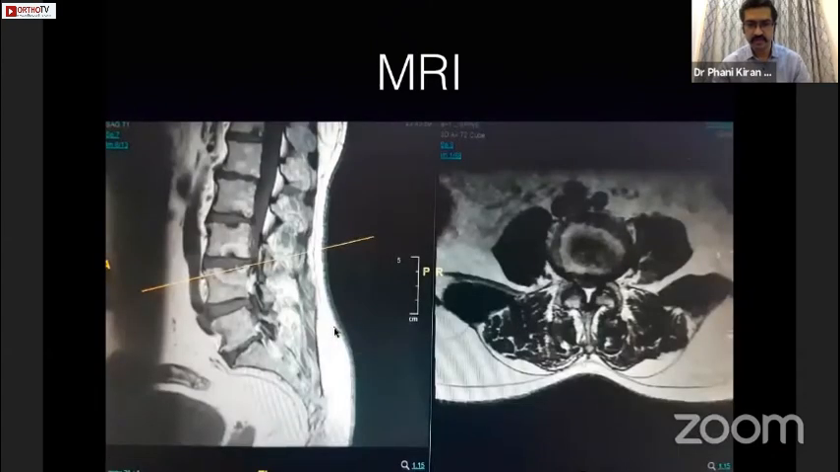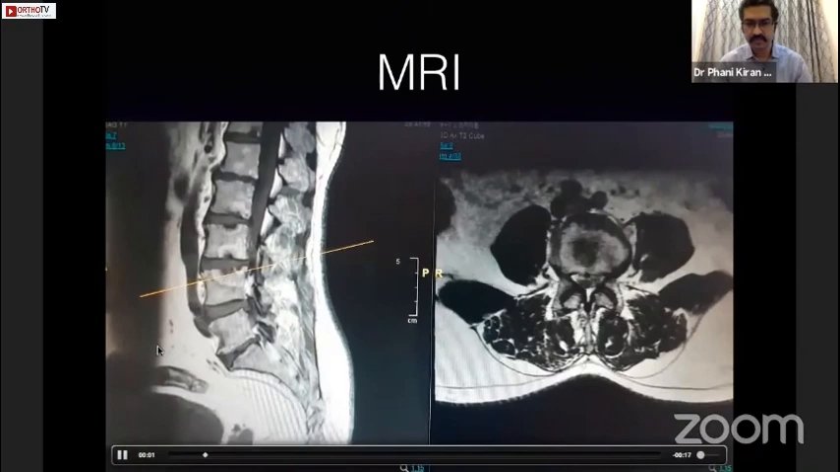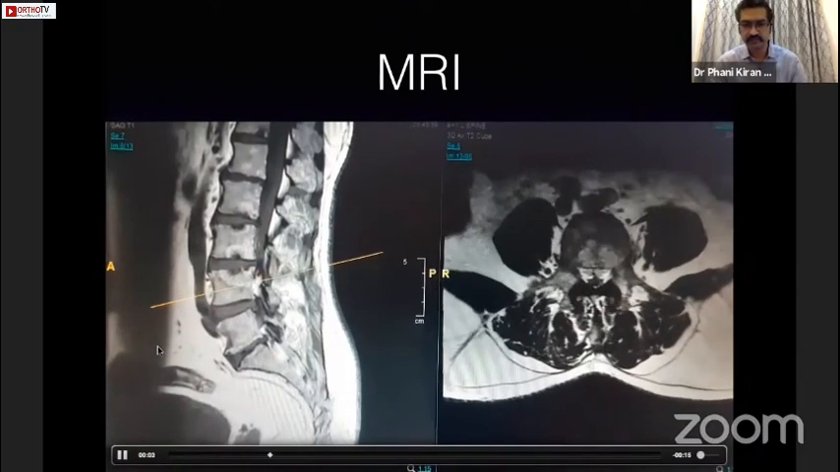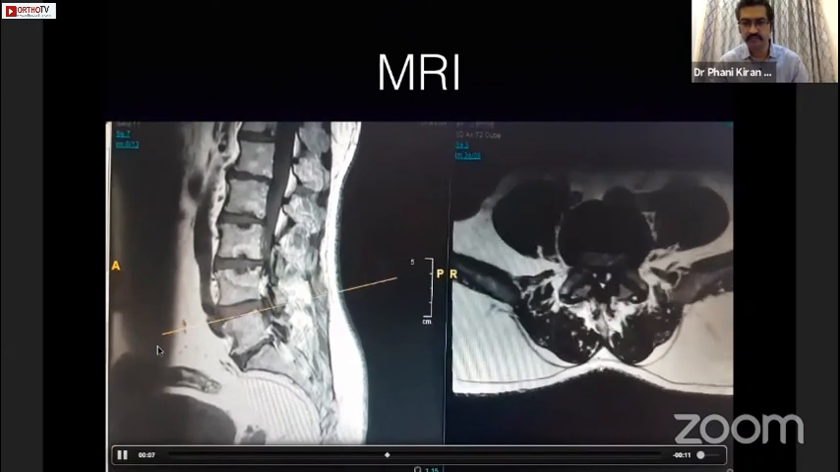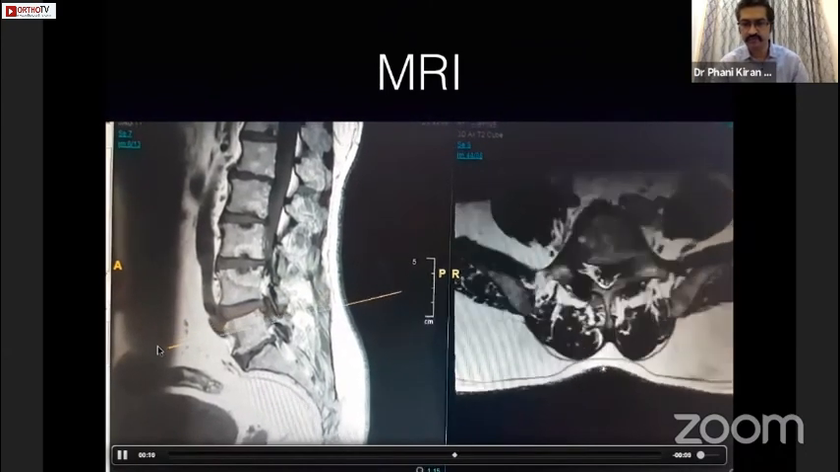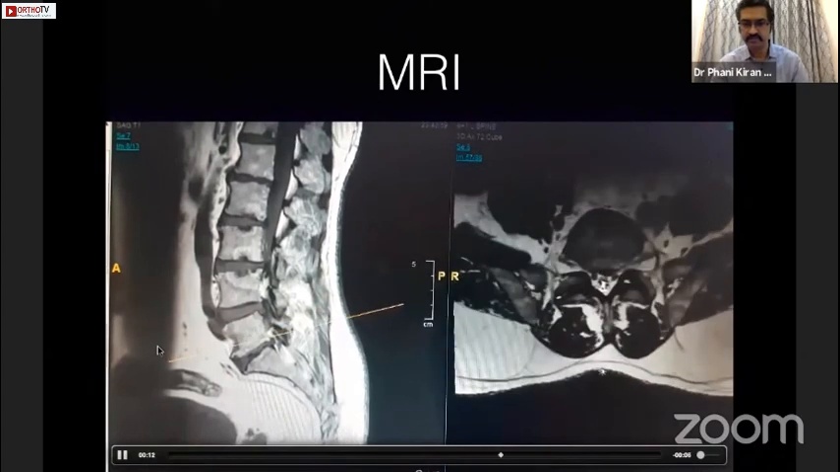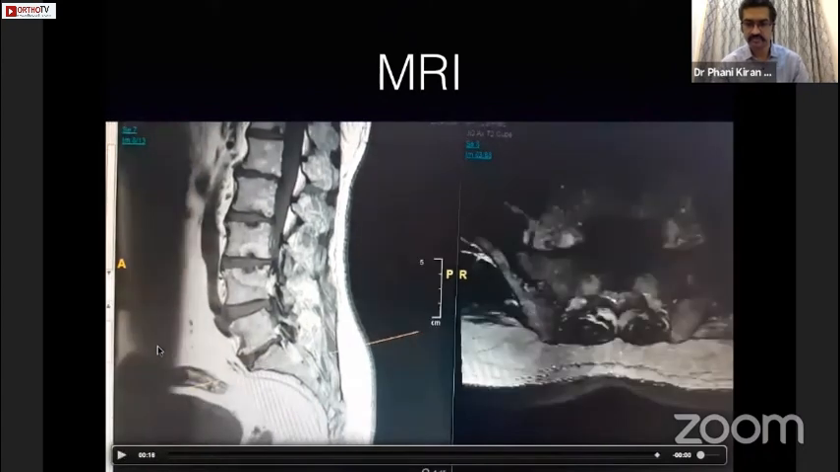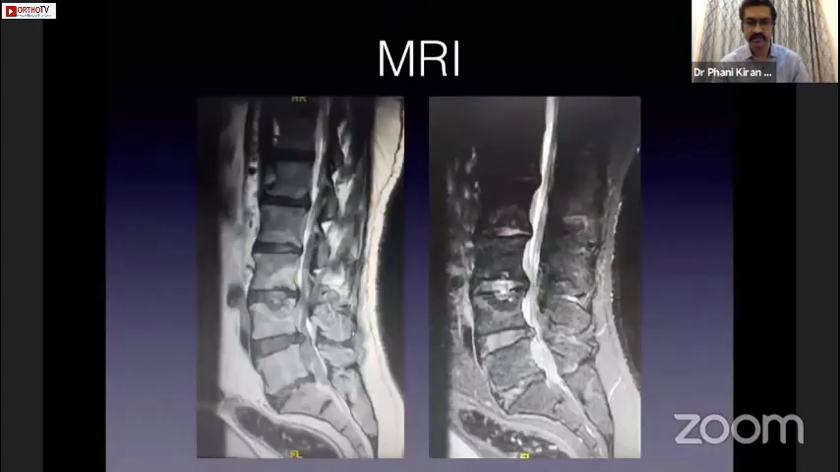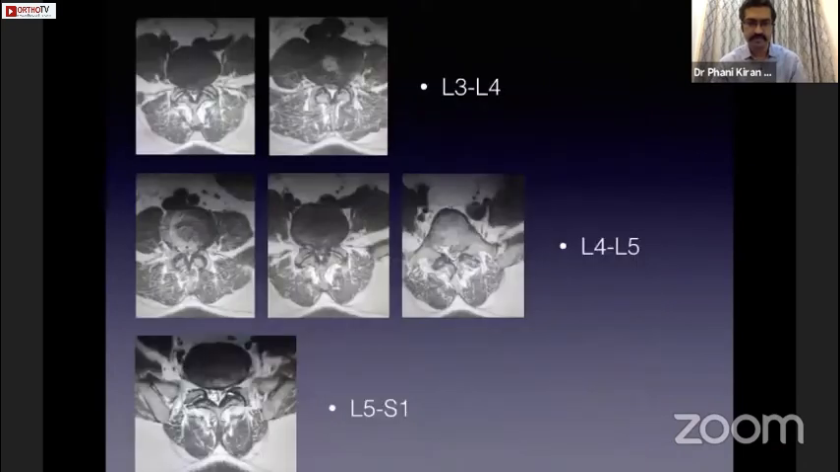So this is another sequence. Central and lateral recess stenosis at L3-4, as well as at L4-5 with an extruded disc at L4-5 on the left side. He also had a small node at L3-4, probably contributing to his back pain as well. These are the representative axial cuts.